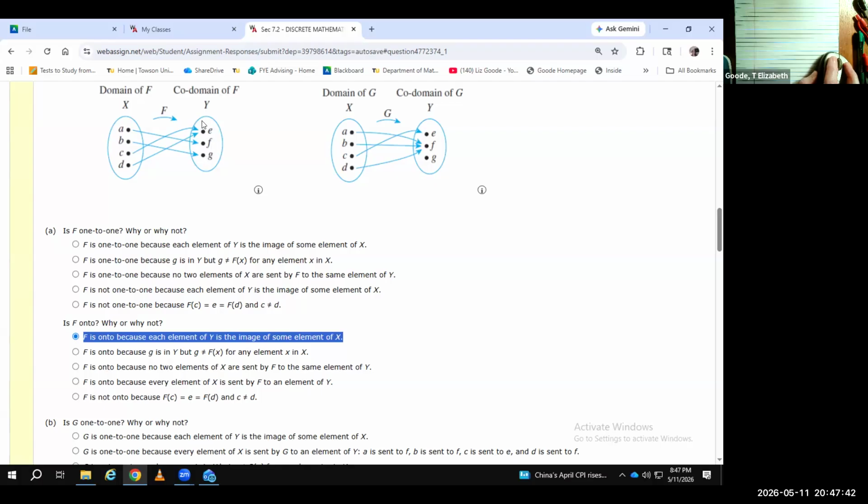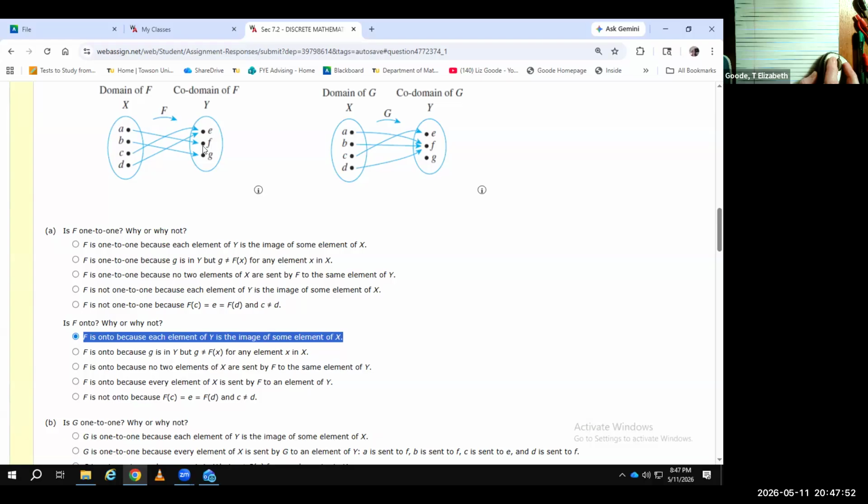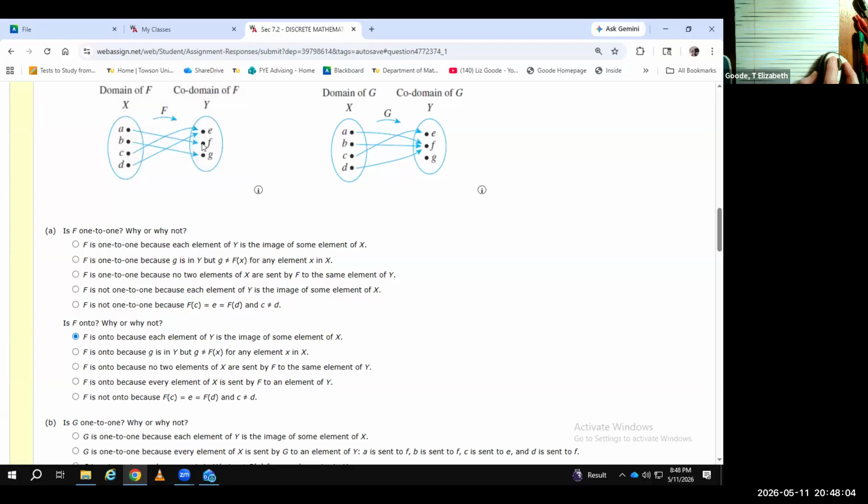So getting hit by an arrow means, E is getting hit by an arrow. It is the image of both C and D. So it definitely gets hit. Little f is the image of an element of X. What is this little f the image of? It's the image of A. Great. See, now you're learning the language.